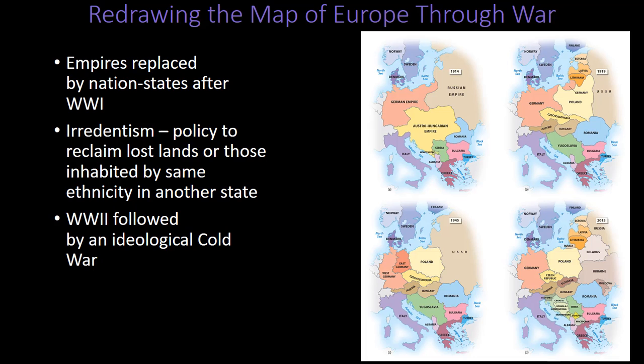Some of the things that we've seen with that is this concept of irredentism. As I said, part of the objective of reshaping and redrawing boundaries and borders after World War I was to punish these empires that had lost. By doing that, all of a sudden a new border is drawn, and some groups are no longer in the country that they previously lived in. So this leads to irredentism, which is a policy to reclaim lost lands or those inhabited by the same ethnicity in another state. This is something that has plagued the Balkan areas, even throughout today.